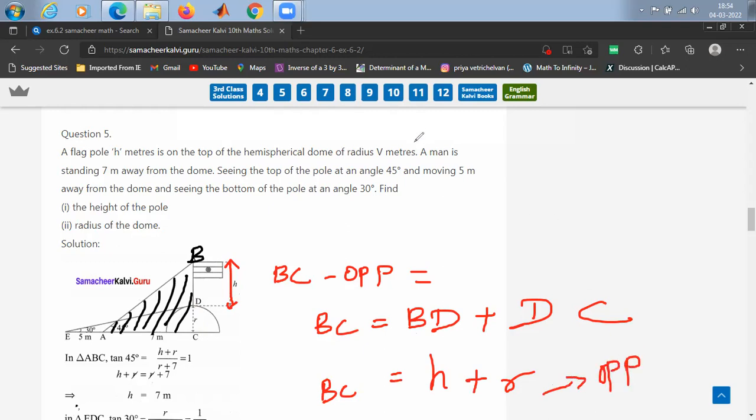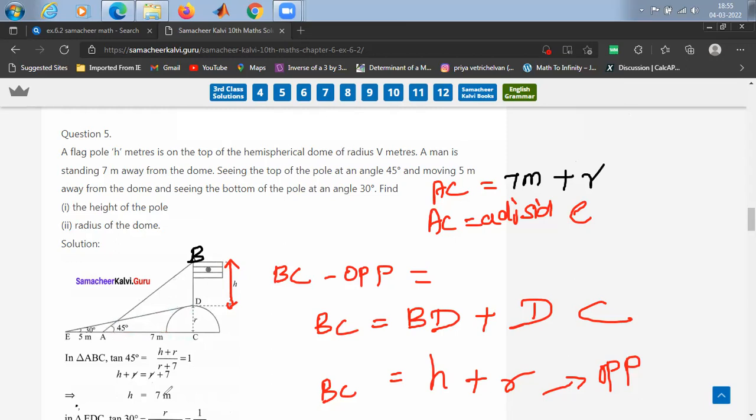Let's find the adjacent side. What is adjacent? Adjacent is the bottom. This A to C is the adjacent side. And what is AC? From here to here, it is 7 meters. And what about this length? This is nothing but the radius of the dome, isn't it? So we can assume this as R. So AC can be written as 7 meter plus radius. Can you follow this, Manasi?